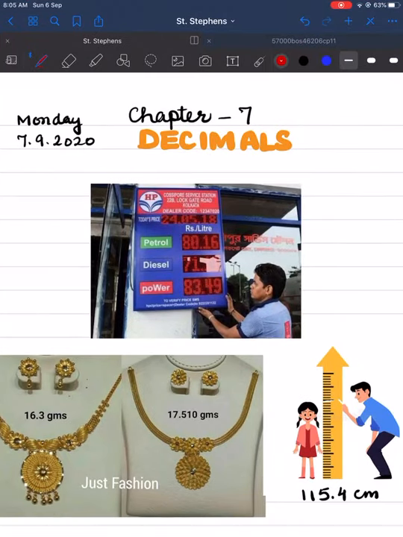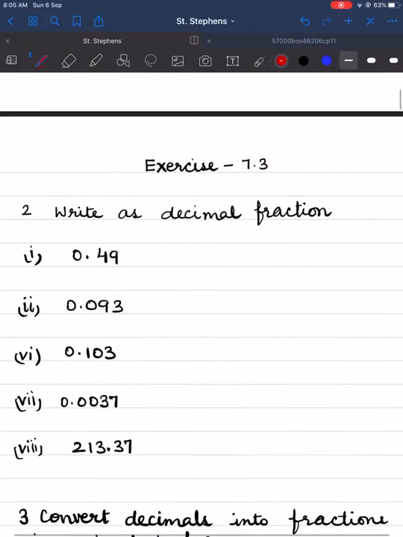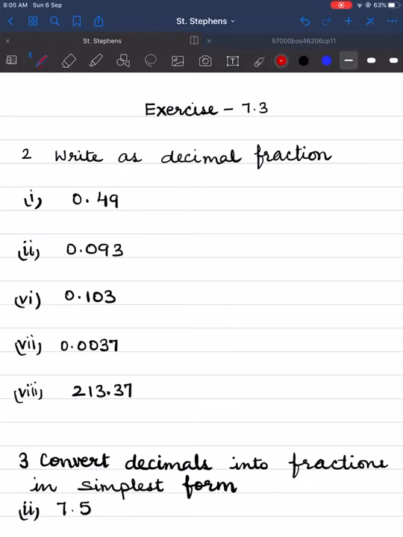Children, today we will learn to convert decimals into fractions. So let's continue with exercise 7.3. Question 2. Write as decimal fraction.